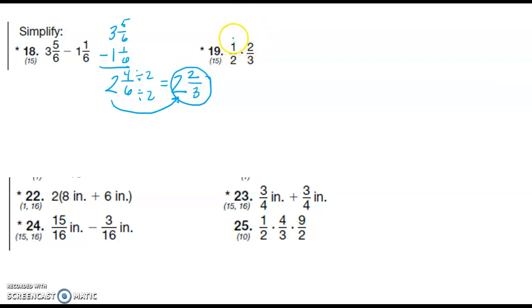All right, let's multiply 19 across the top. 1 times 2 is 2. And across the bottom, 2 times 3 is 6. And then we're going to reduce it. 2 divided by 2 is 1. 6 divided by 2 is 3.